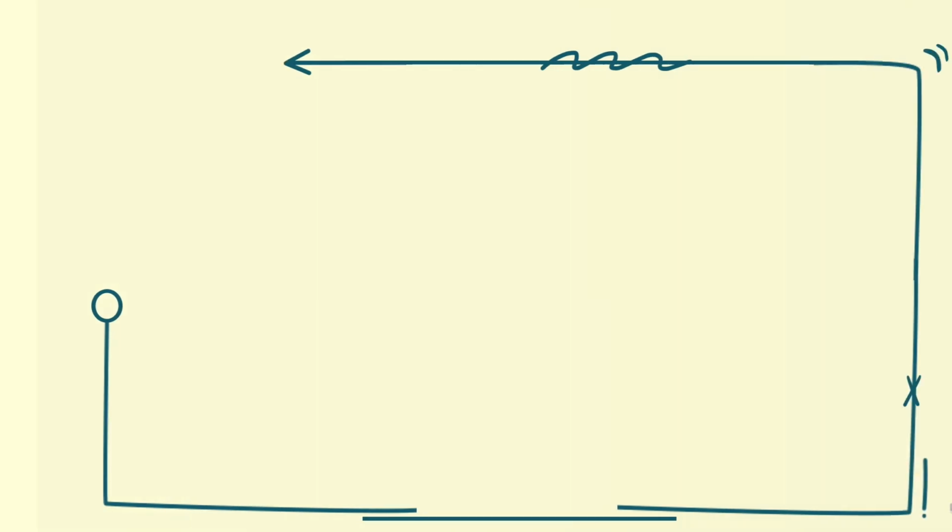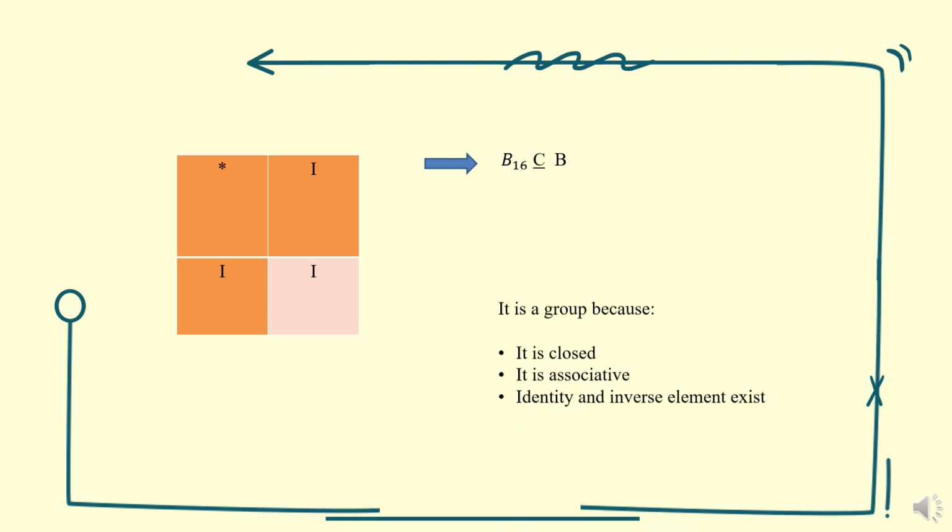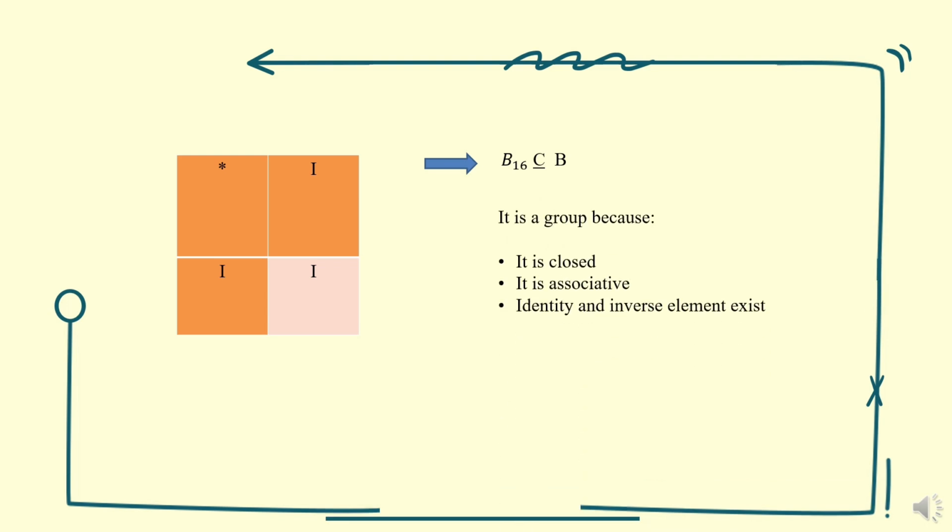So the trivial subgroup, the set of Roman numeral 1 under the binary operation star, is a trivial subgroup of table B. B16 is a subgroup of B. It is a group because it is closed. It is associative, of course. And lastly, identity and inverse elements exist. Yes, it's just common sense. So B16 has the same binary operation star as B.